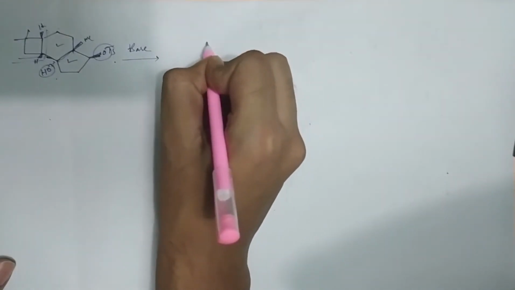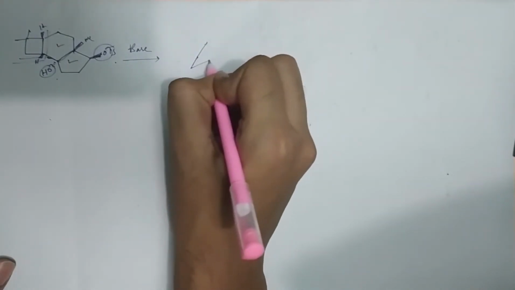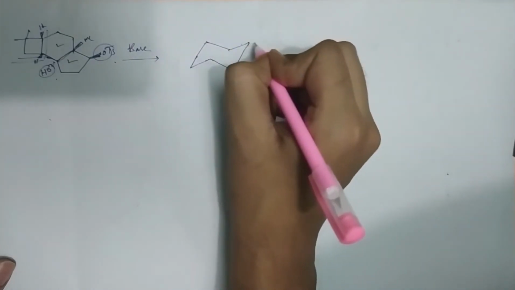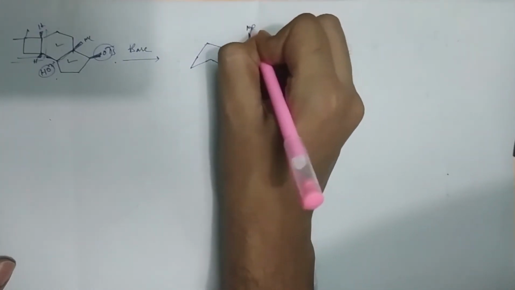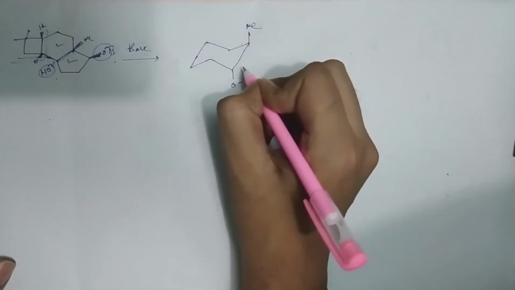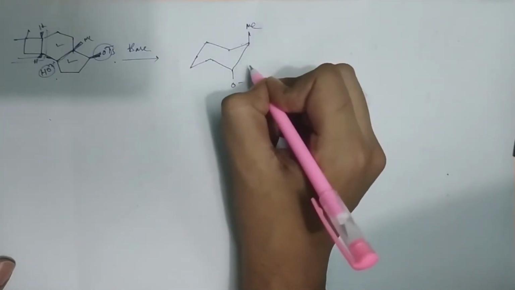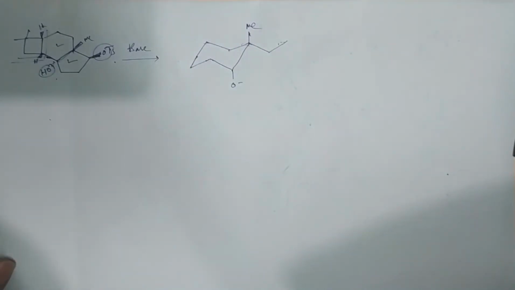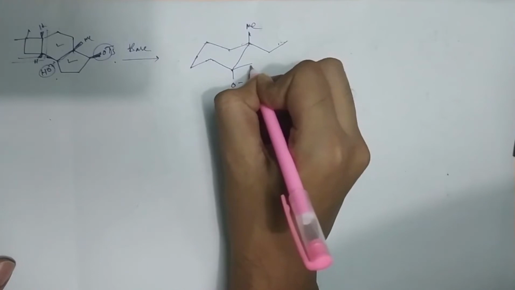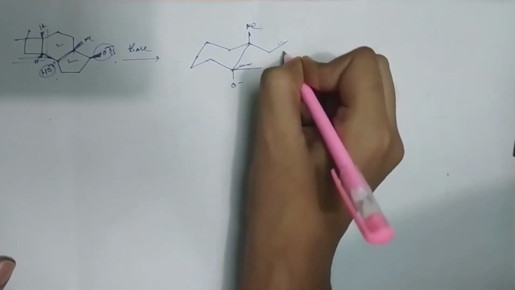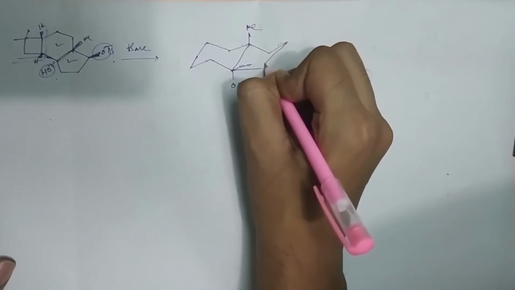At first we will draw a chair conformation of cyclohexane. Here is the deprotonated alcohol, actually hydroxy group. So now how to write the 5-member ring? Just like the 6-member ring, just one bond less. So just draw here, and this connects these two ends.